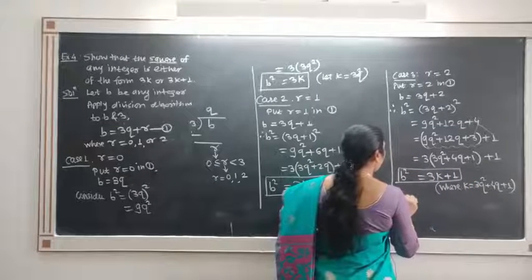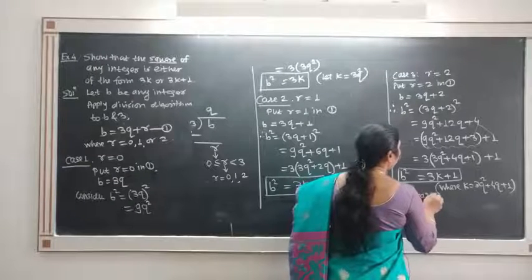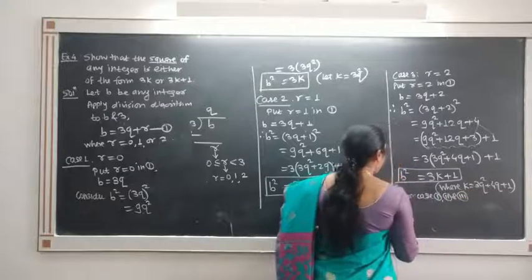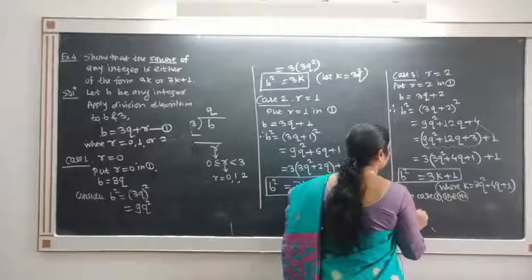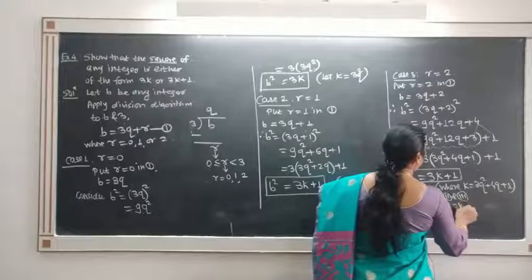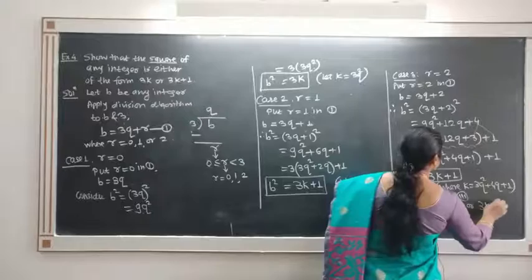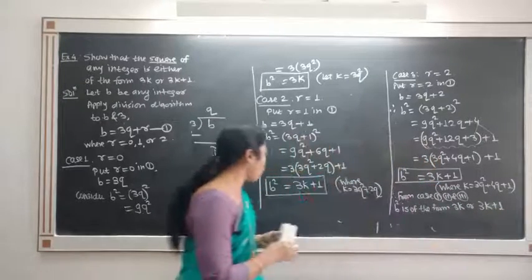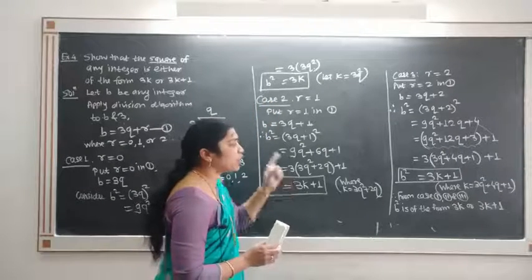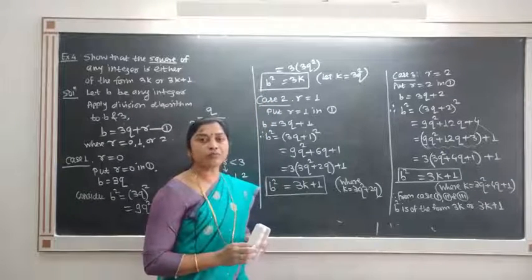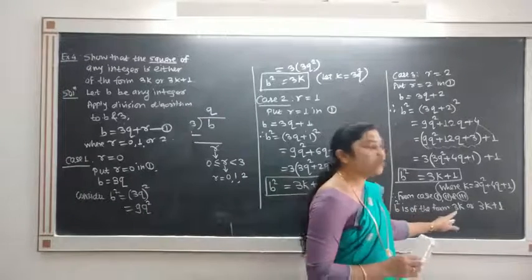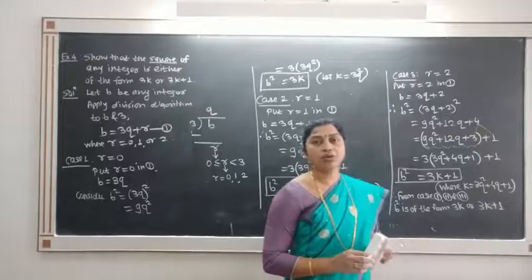So from all the above cases, case 1, 2 and 3, b square is of the form 3k or 3k plus 1. When r is 0, we get the square of the form 3k, but when r is equal to 1 or 2, b square is of the form 3k plus 1. So the square of any integer is always of the form 3k or 3k plus 1.